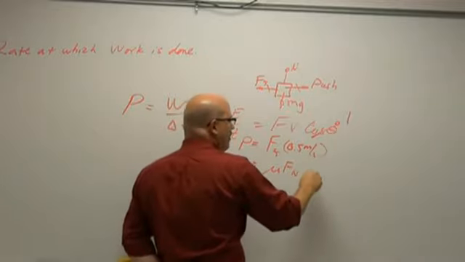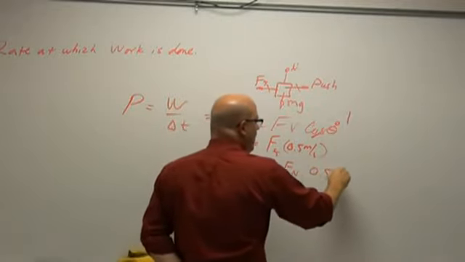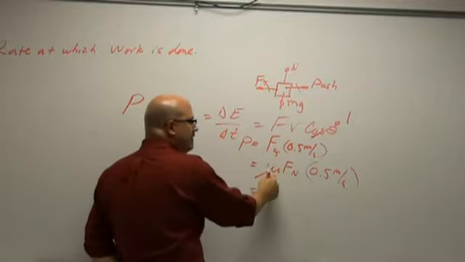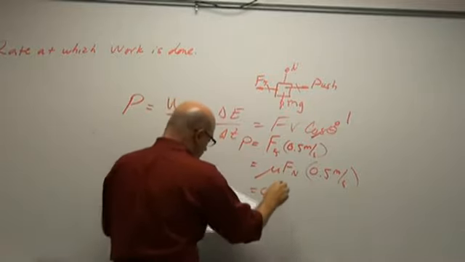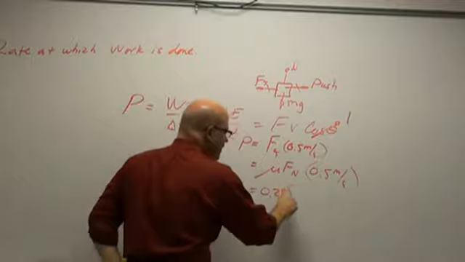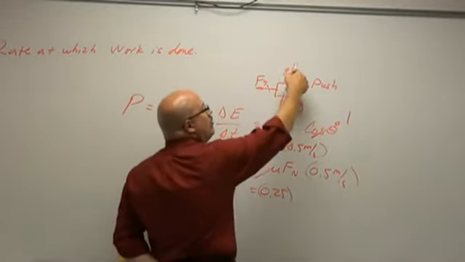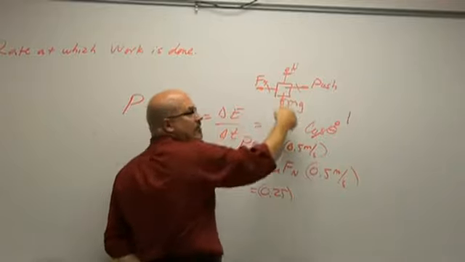Mu force normal times 0.5 meters per second. Drat, so what the heck's, we know what mu is. Mu is what, point what, 25? Force of the normal we can solve for. Very good, because normal force and mg have to be the same.